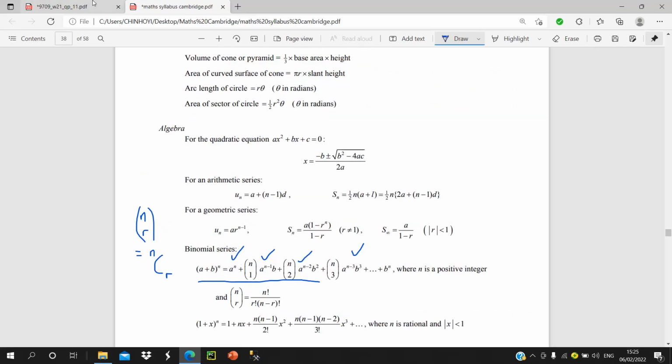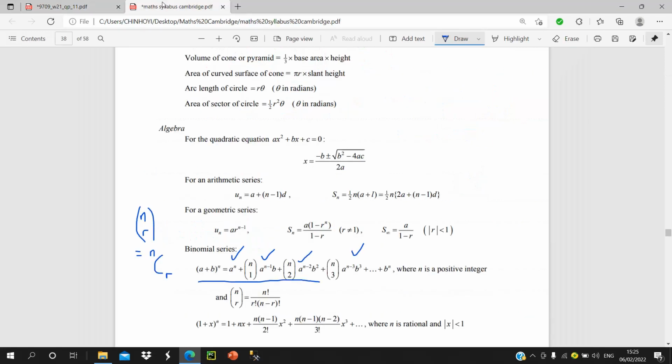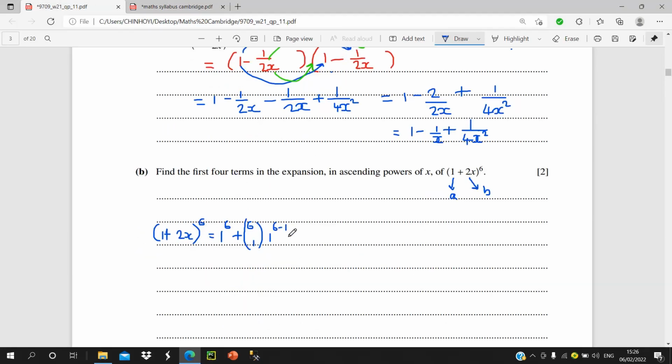Then n choose 1. And our n here is 6, so I'm going to say 6 choose 1. Then our a is 1 to the power of n minus 1, which is to the power of 6 minus 1. Yes, you can see here. Then times b to the power of 1, and our b is 2x. So let's put our b in brackets, because it's b to the power of 1.